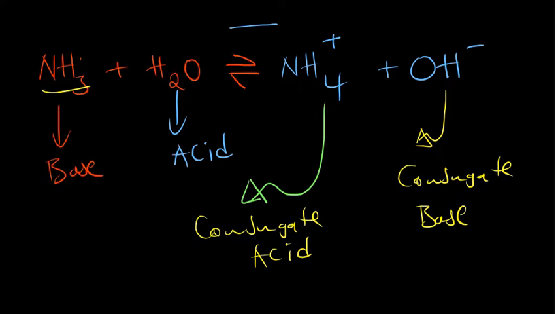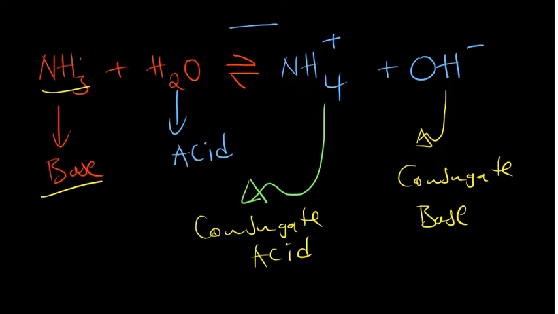So in other terms, the base becomes a conjugate acid on the right hand side, and the acid becomes a conjugate base. I hope you get that. So don't get confused when they ask you to identify what a conjugate acid and a base is in a given equation or reaction.